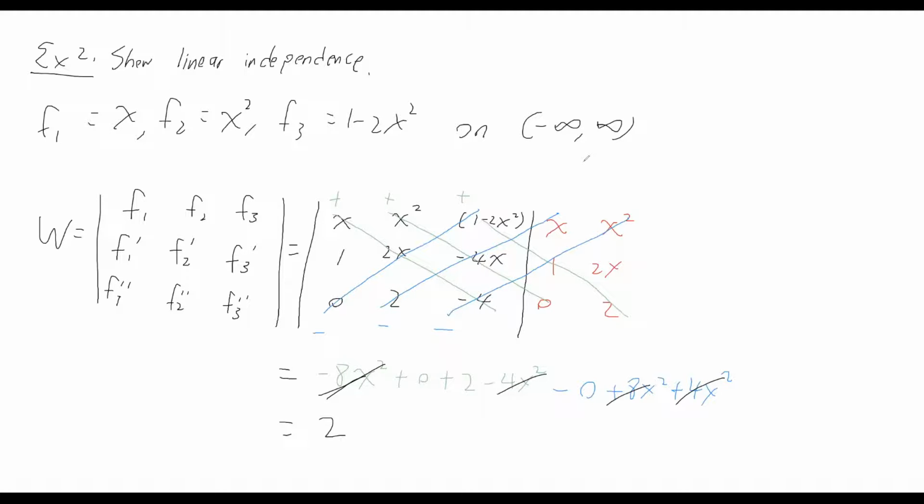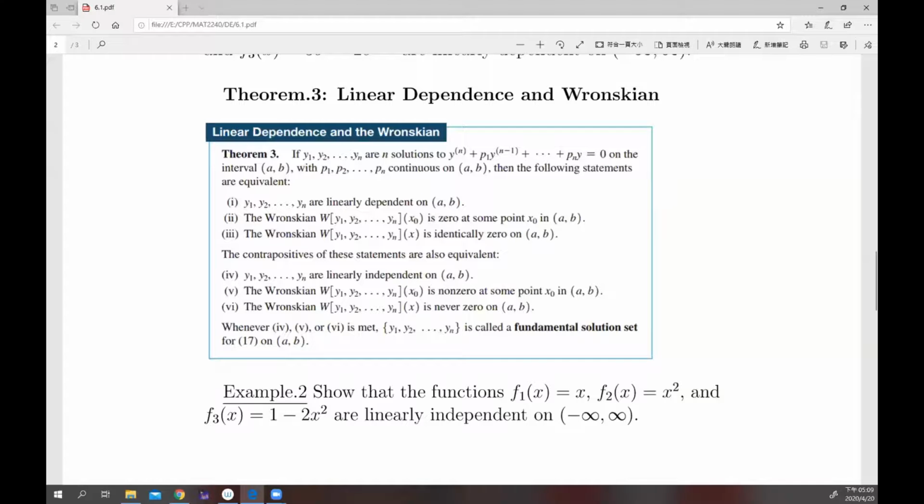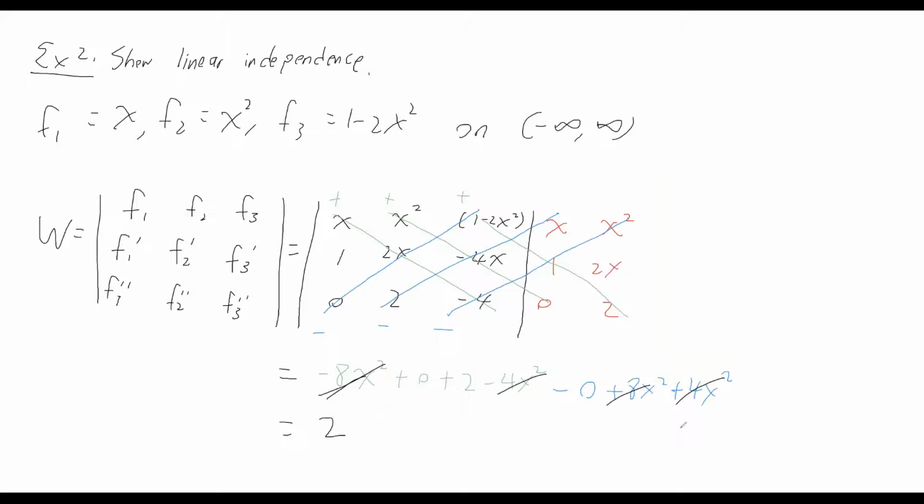Right? So let's look at the theorem again. All right, so theorem 3, they are linearly independent when the Wronskian is non-zero at some point in AB, or the Wronskian is never 0 on AB. Right? So for example 2, we showed that the Wronskian is a constant 2, which means it's never going to be 0 on negative infinity to positive infinity. Right? So we have shown that 6 is true. That means 4 is going to be true as well, meaning they are linearly independent on the entire domain, negative infinity to positive infinity. All right, so we can say that this is never 0. Therefore, F1, F2, and F3 are linearly independent.